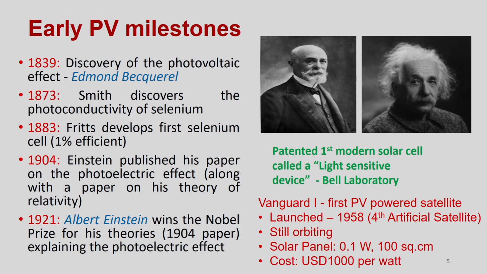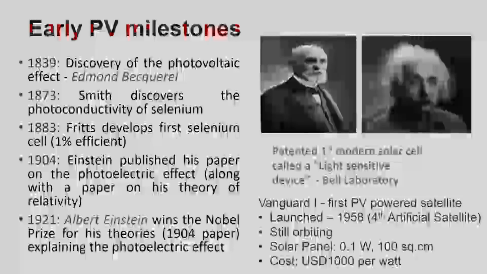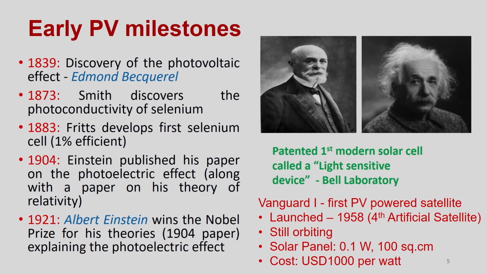As for your information, the first PV powered satellite called Vanguard 1 is still orbiting the Earth, which was launched in 1958 and which is the fourth artificial satellite, powered by a solar panel having 0.1 watt and area of 100 square centimeter, and cost was very high. It was about $1,000 per watt. Okay, it was very high.